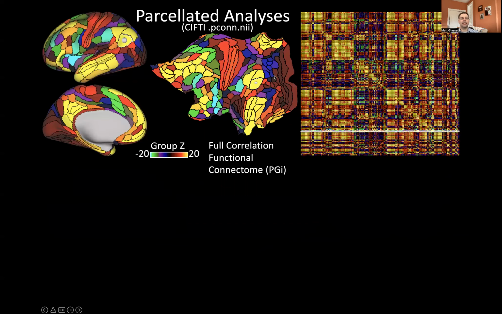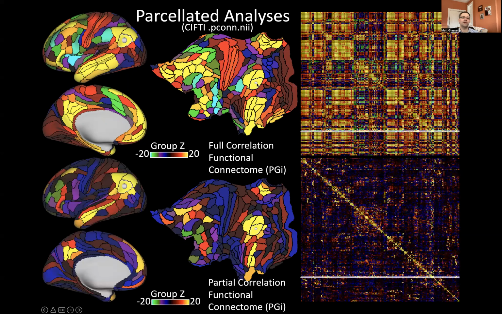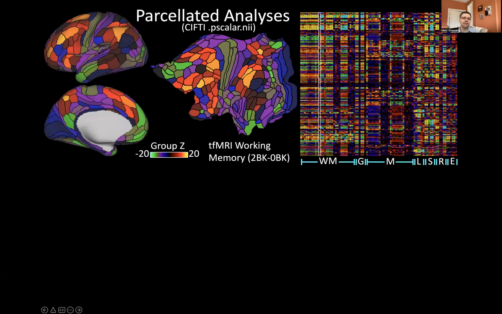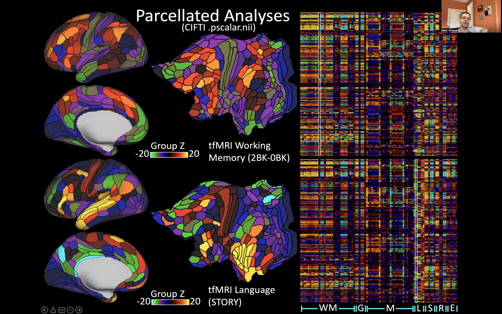So we can do parcellated analyses for functional connectivity here with a seed in the left inferior parietal cortex, looking at default mode. This is full correlation; partial correlation is a sparser matrix, but still shows a nice default mode network. We can do this with task fMRI as well. Here's a working memory task. Here's listening to a story.